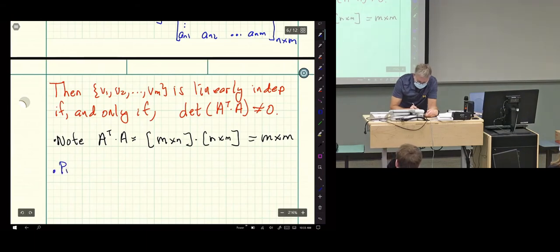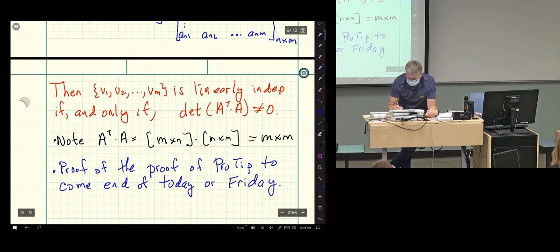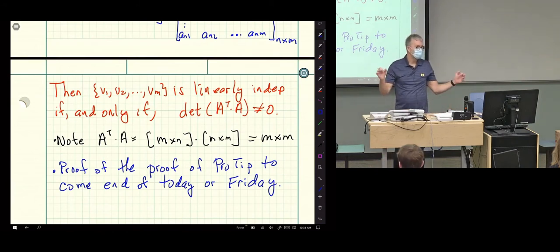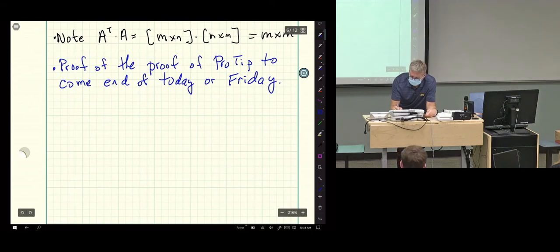And then the proof of this pro tip will come at the end of today or Friday, because I want you to understand why this is true. I won't hold you accountable for the proofs, but we can't have all of this seeming like black magic all the time, okay? The reasoning is very linear reasoning. So I think you will enjoy why it's there. So let's just redo some examples now with the pro tip. We'll redo example C.